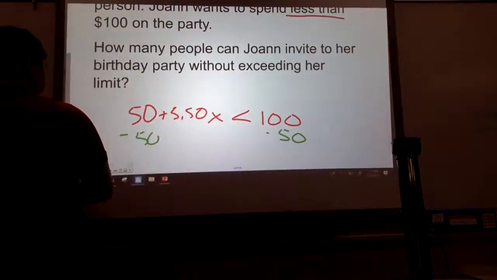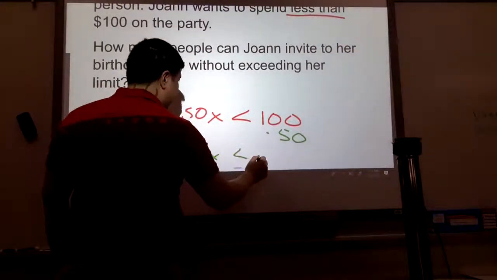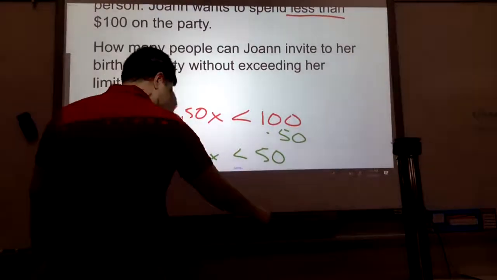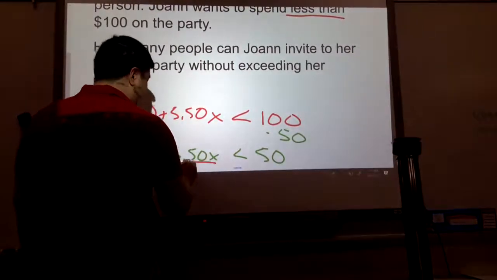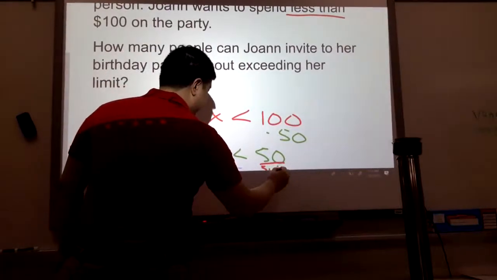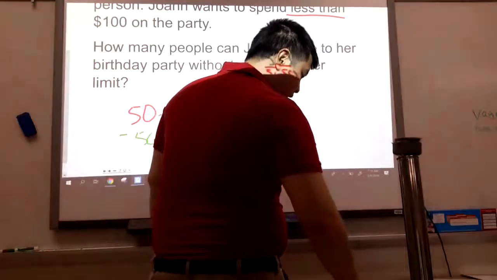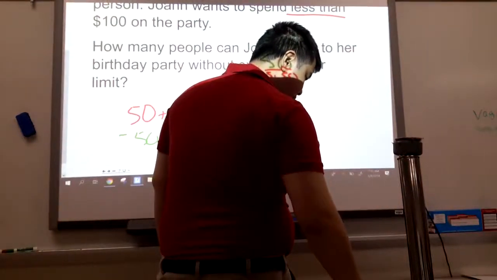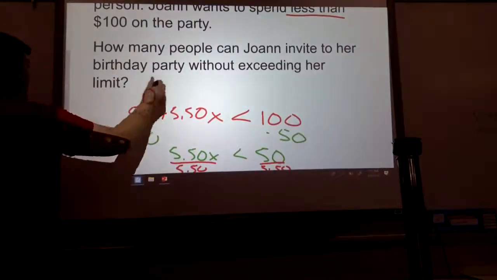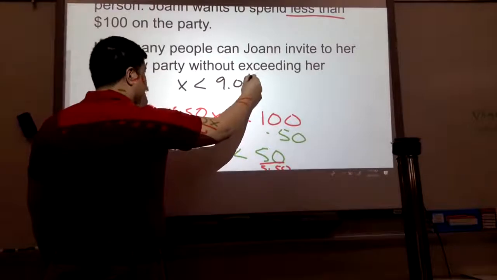We get 5.50x is less than 50. Then we're going to divide both sides by 5.50. What we get is x is less than 9.09.